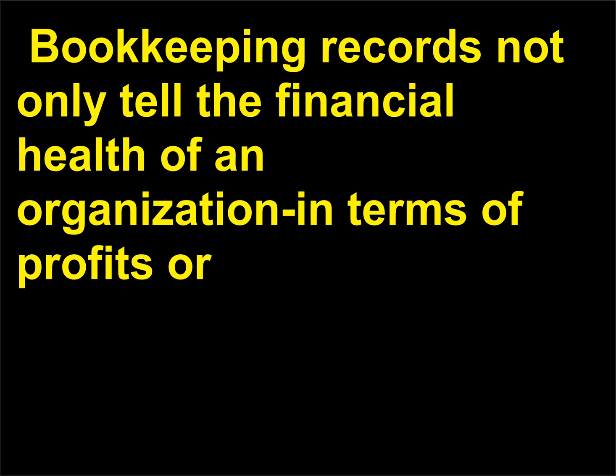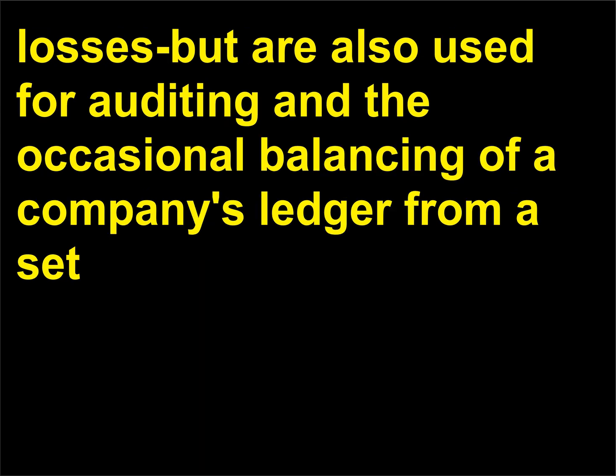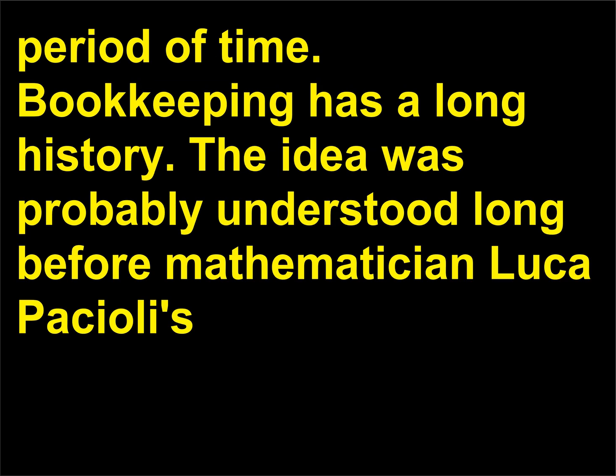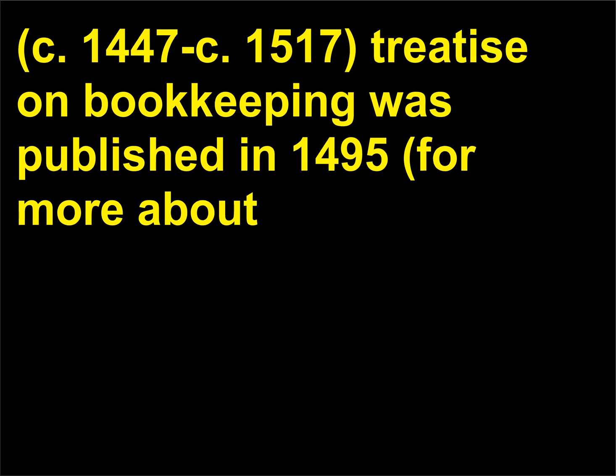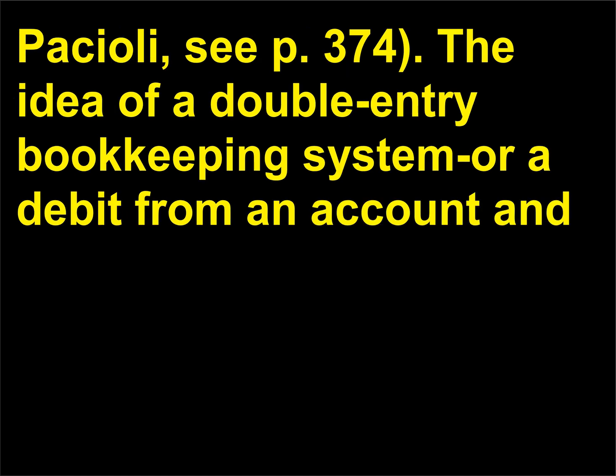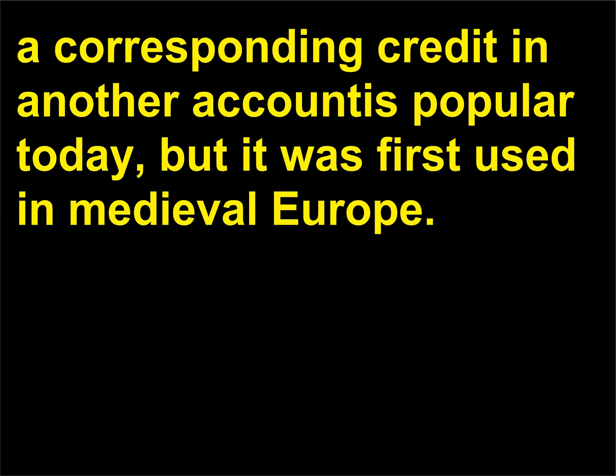Bookkeeping records not only tell the financial health of an organization in terms of profits or losses but are also used for auditing and the occasional balancing of a company's ledger from a set period of time. Bookkeeping has a long history. The idea was probably understood long before mathematician Luca Paciola's (c. 1447 to c. 1517) treatise on bookkeeping was published in 1495, for more about Paciola, cp. 374. The idea of a double-entry bookkeeping system, or a debit from an account and a corresponding credit in another account, is popular today, but it was first used in medieval Europe.